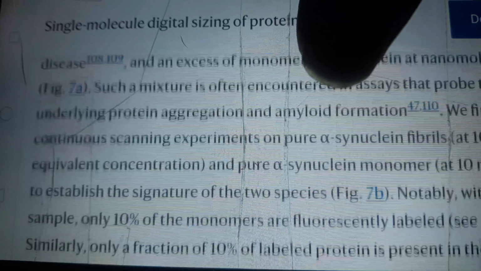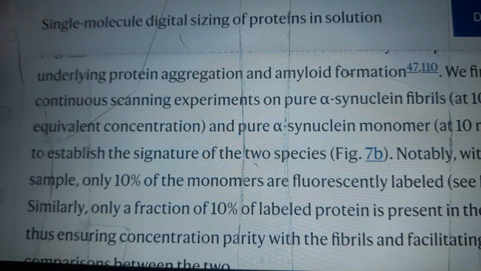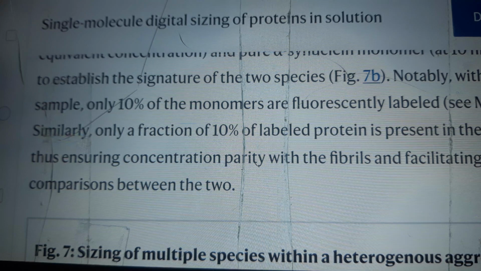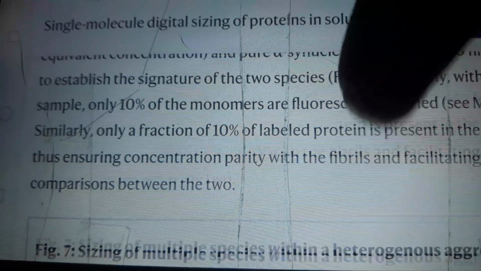We first performed continuous scanning experiments on pure alpha-synuclein fibrils at 10 nM monomer equivalent concentration and pure alpha-synuclein monomer at 10 nM concentration to establish the signature of the two species. Notably, within the fibril sample, only 10% of the monomers are fluorescently labeled. Similarly, only a fraction of 10% of labeled protein is present in the monomer sample, thus ensuring concentration parity with the fibrils and facilitating direct comparisons between the two.